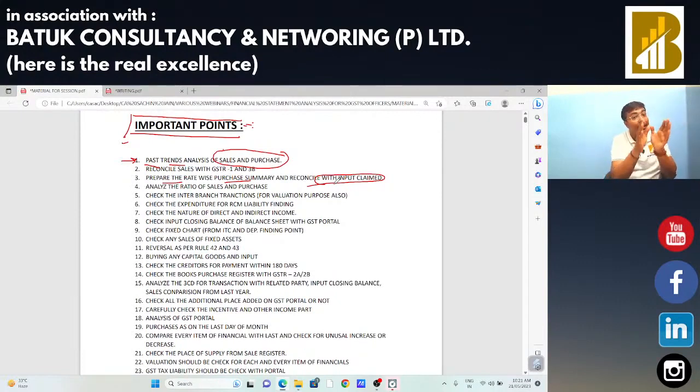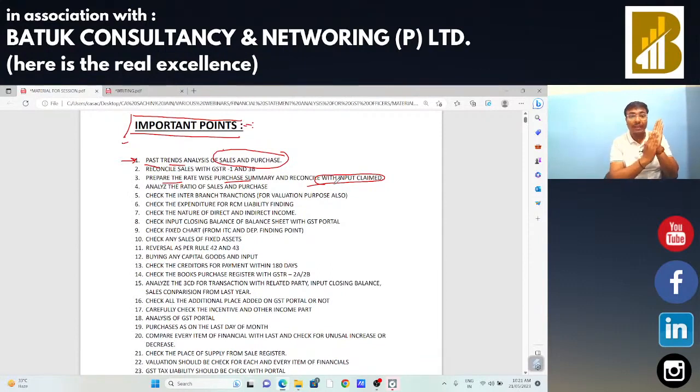In that case, from that rate wise purchase summary, you just need to total the purchases and compare them with the purchases mentioned in the financial statement under the trading account, under the purchases tab. If both are reconciled, in that case you need to compare that input tax credit with the input tax credit claimed in the GSTR 3B return.